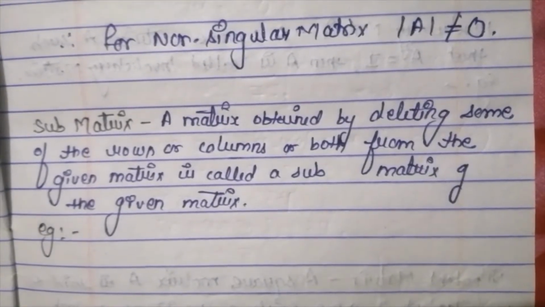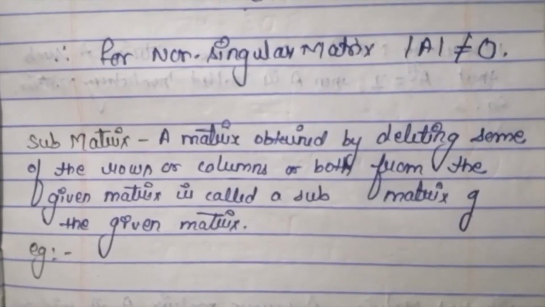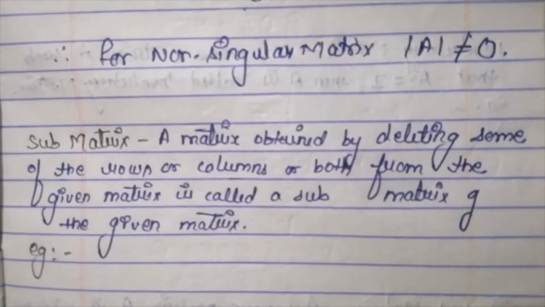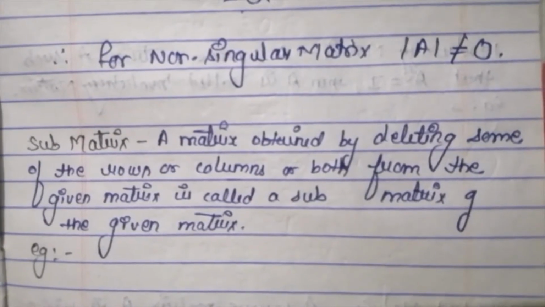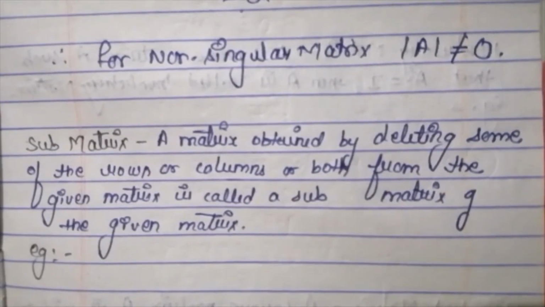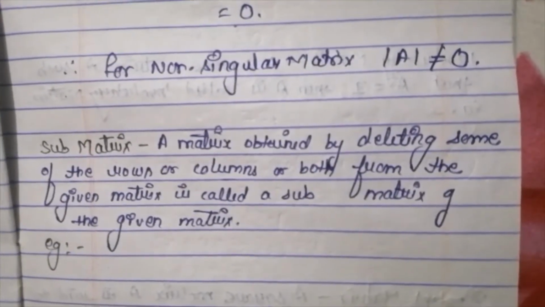Now the next type of matrix is a submatrix. Submatrices are those matrices which we can obtain by deleting some rows, some columns, or both rows and columns from a parent matrix.